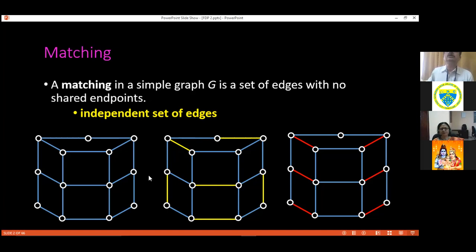There's an important application of this matching definition. Later we'll see. For example, let us now take this one. This is also another matching. This also contains 6 vertices.